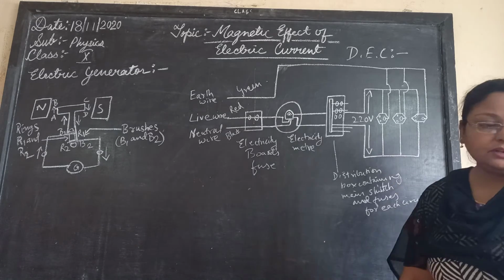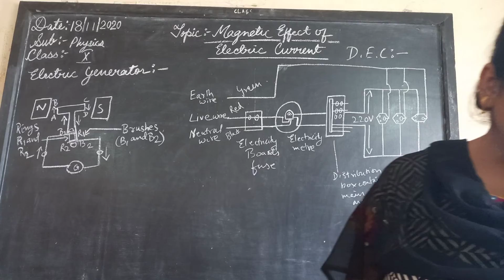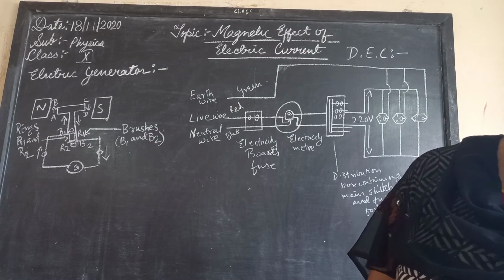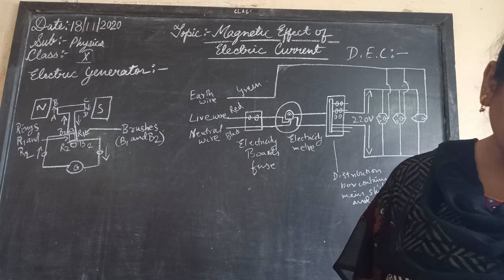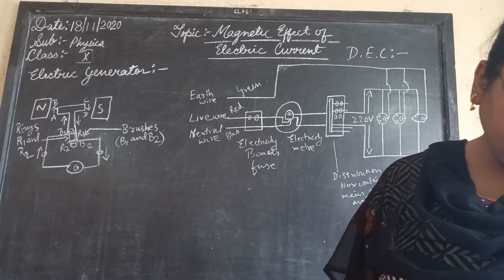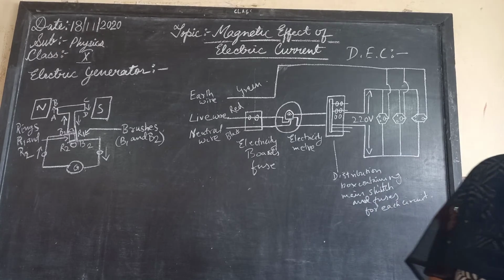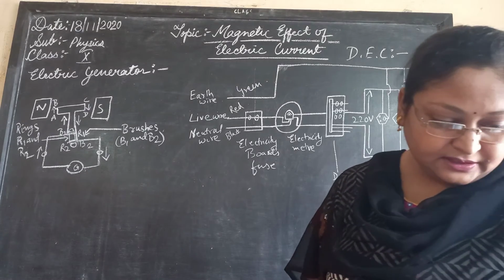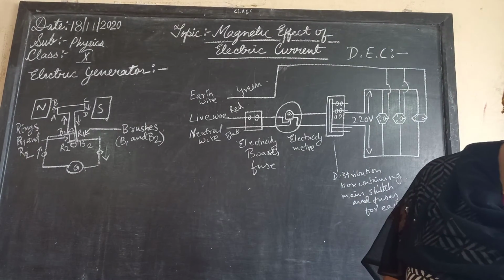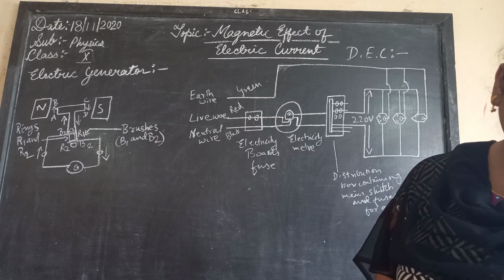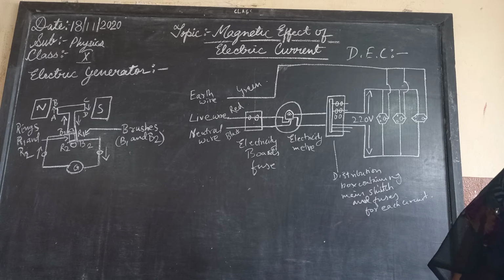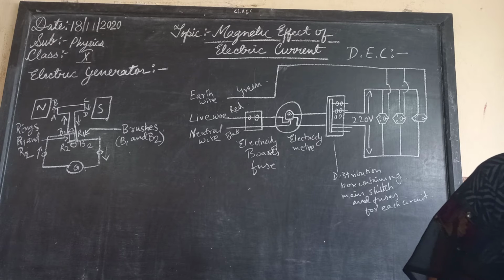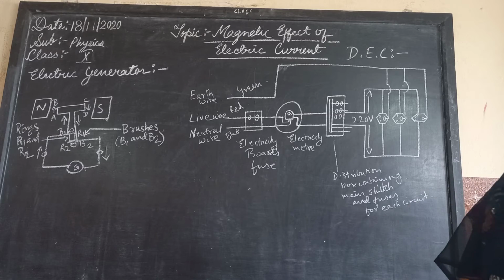So this is how the meter works. It has been told that a 15 ampere current rating is for appliances with a high power rating, like geyser, cooler, etc., and a 5 ampere rating is for bulb, fan, etc. The potential difference between the two wires is 220 volts for household use, and we have the electric fuse, which is an important component of the domestic circuit.